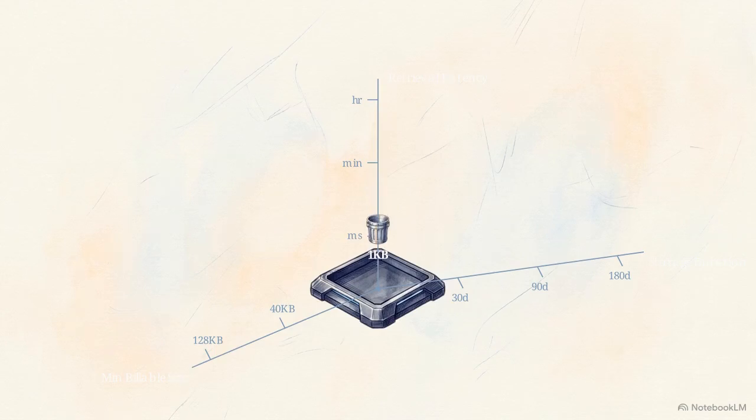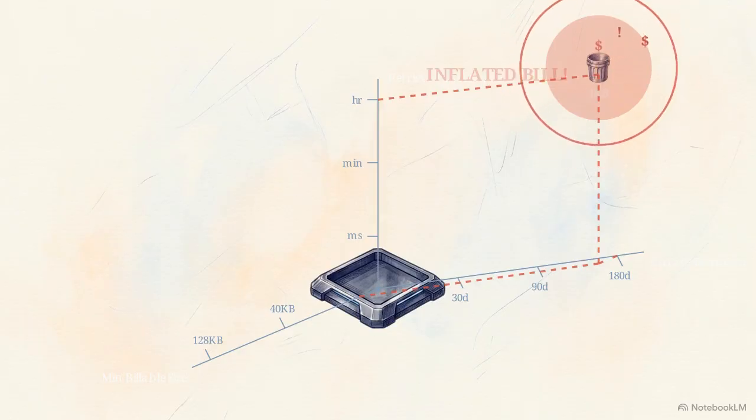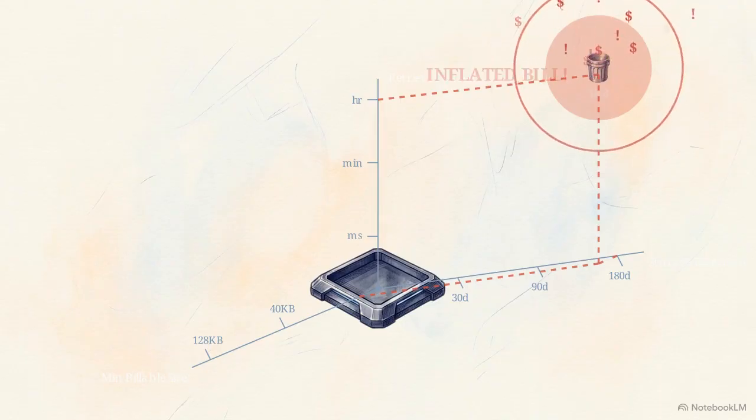This 3D graph plots S3's cost geometry. Every storage class has specific parameters for minimum durations, billable sizes, and retrieval latencies. Ignoring these boundaries has immediate financial consequences. Storing the wrong file type in cold storage will rapidly inflate your AWS bill.